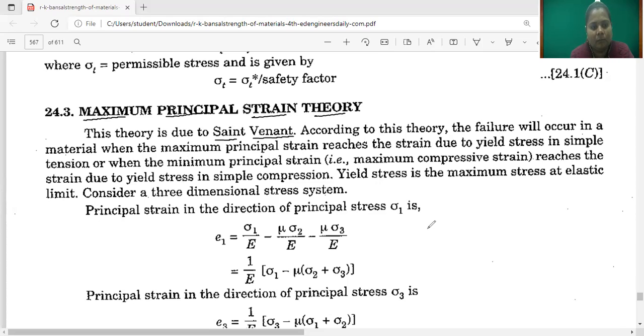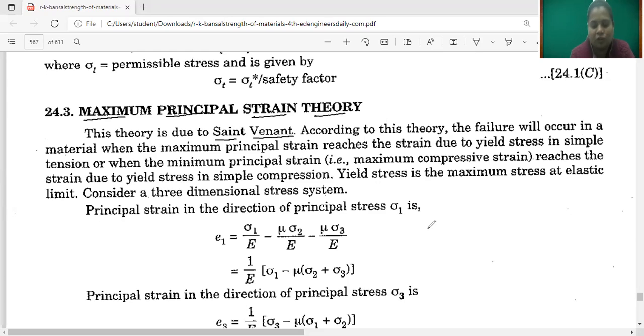or when the minimum principal strain, that is maximum compressive strain, reaches the strain due to yield stress in simple compression. You write down that much.